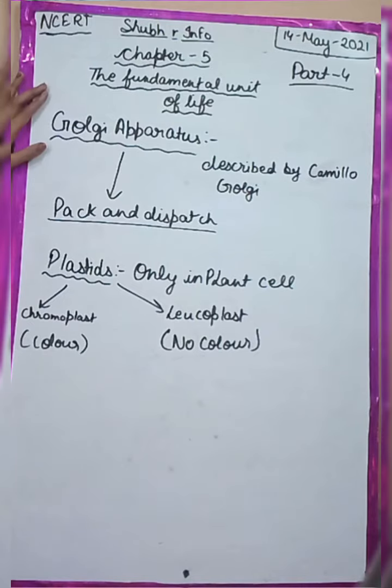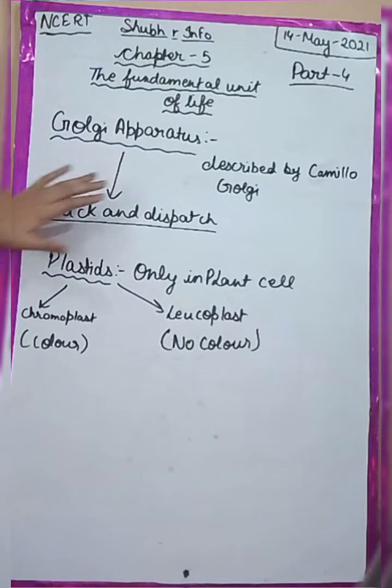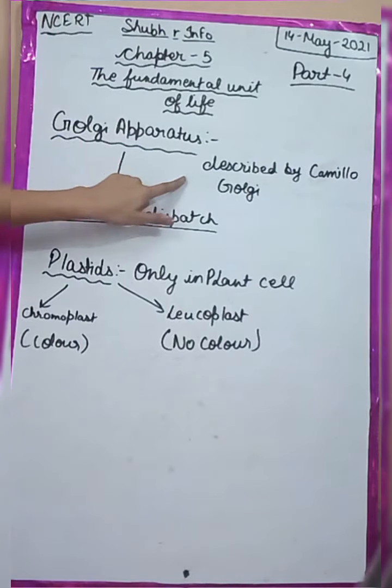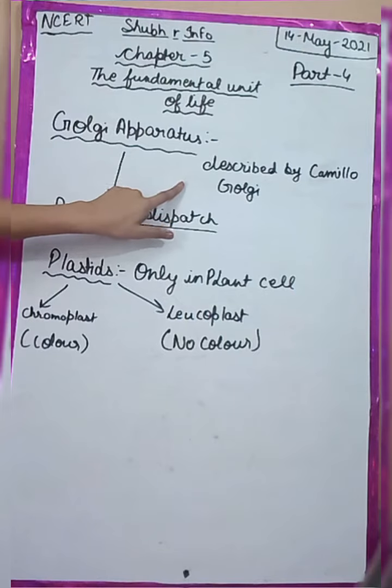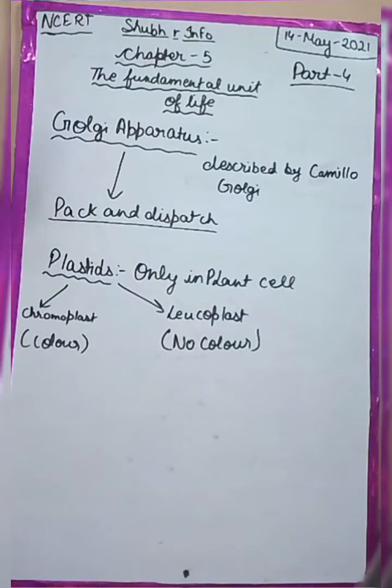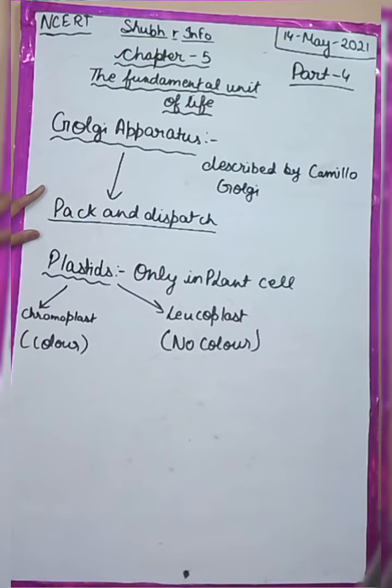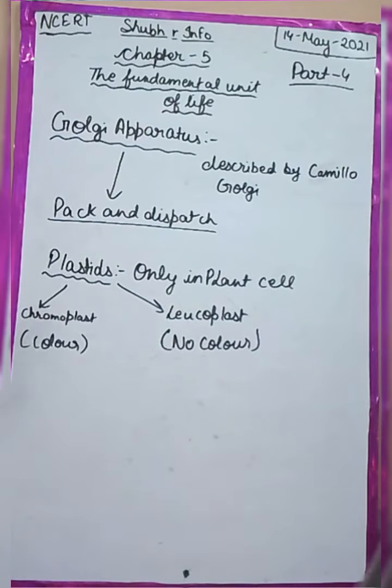This Golgi apparatus does not have too much in it. You just have to remember it for a 1 or 2 marks question, that who described it first. It was described by Camillo Golgi, so he kept his name also. And its work is to pack and dispatch. So this only you have to write here.